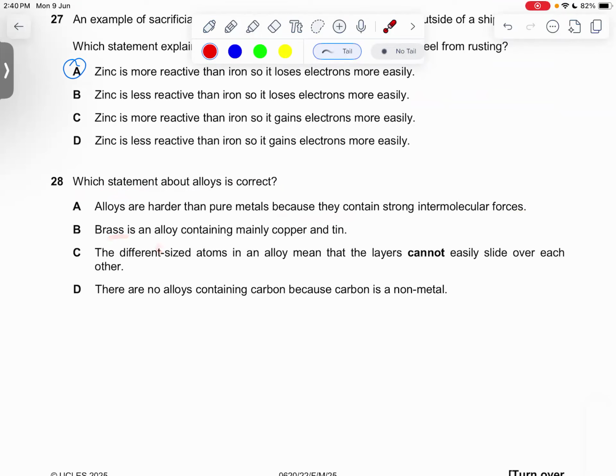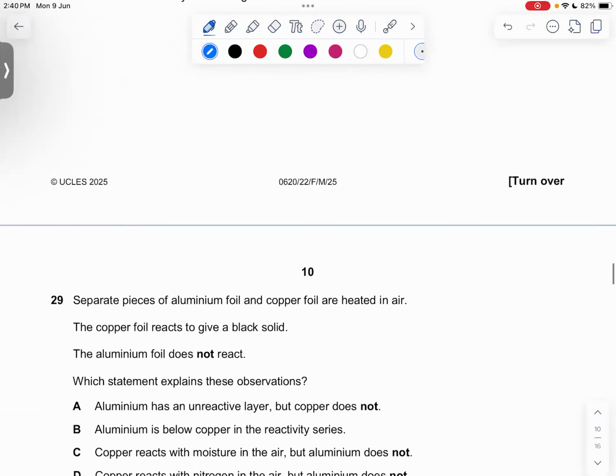Brass is an alloy containing copper and zinc, not tin. All right. So this is wrong. The different sized atoms in an alloy mean that the layers cannot easily slide over each other. Textbook sentence. Once again, C is the correct answer.